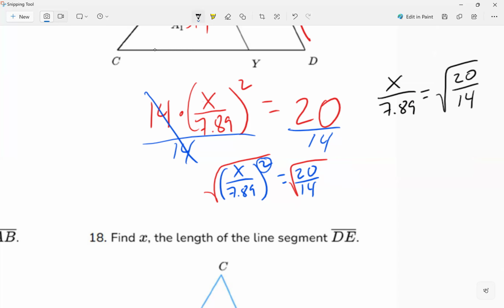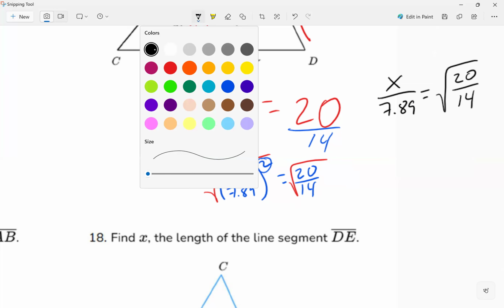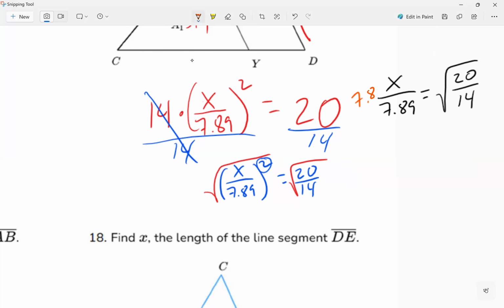I want to have X by itself, so let me multiply both sides by 7.89. So I get that x is equal to 7.89 times the square root of 20 over 14. Now that's not bad. I can type that in. That's why I said use that calculator that I gave you. It's easier.